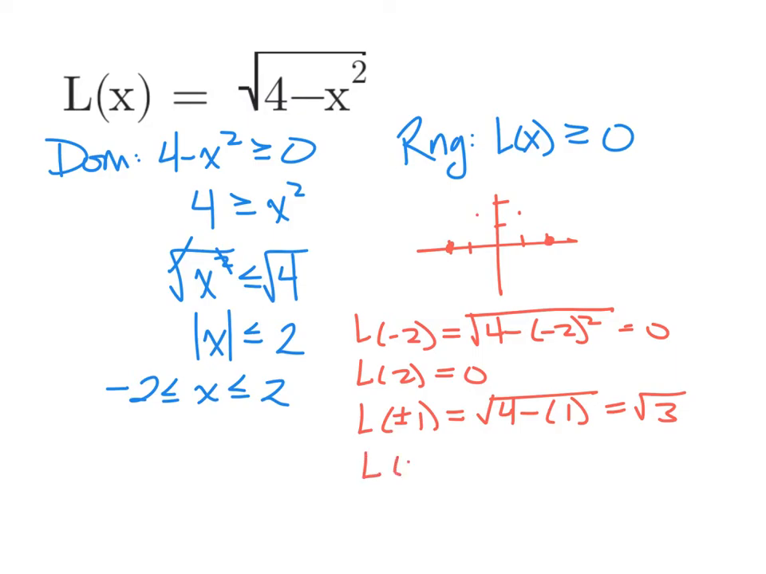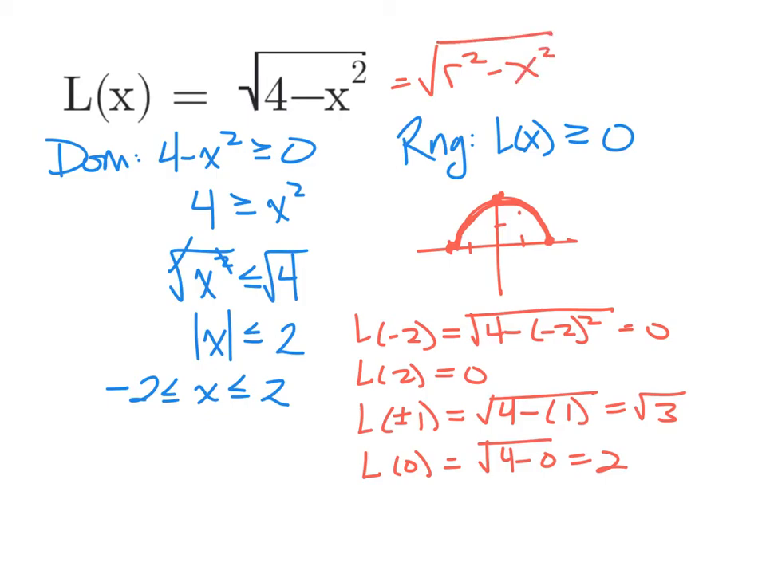And how about L of 0? That's going to be the square root of 4 minus 0 squared. And square root of 4 is 2. And so we see that what we're going to get is actually a semicircle. And that's what makes this function L of x so important, is that this is kind of the form for a semicircle. That what we have is the square root of the radius squared minus x squared. Right? And that gives us the top half.